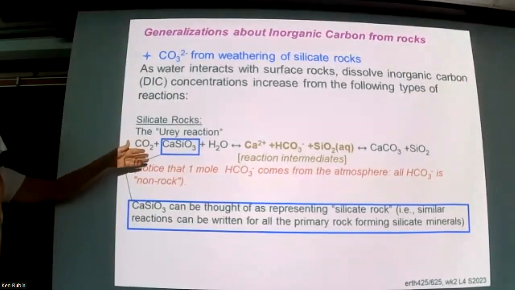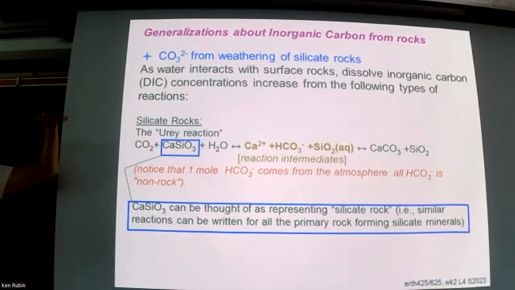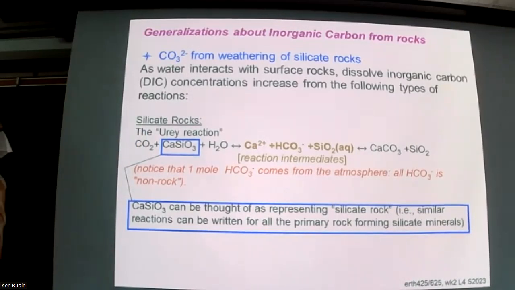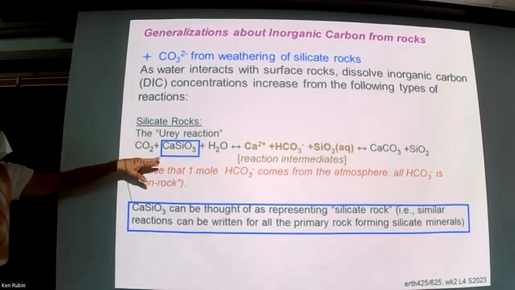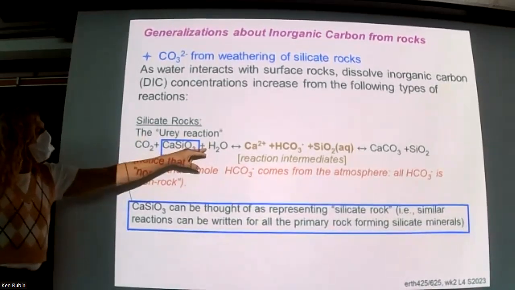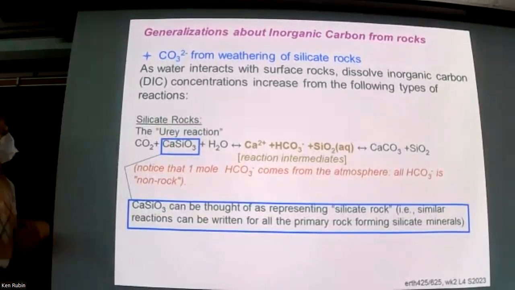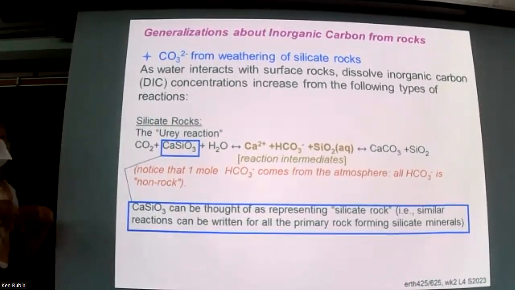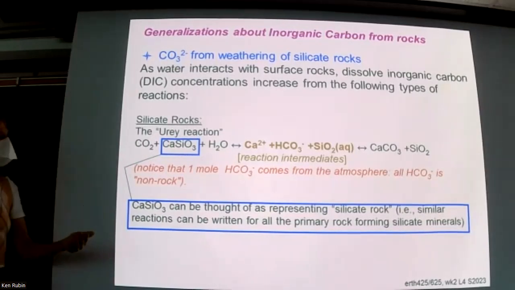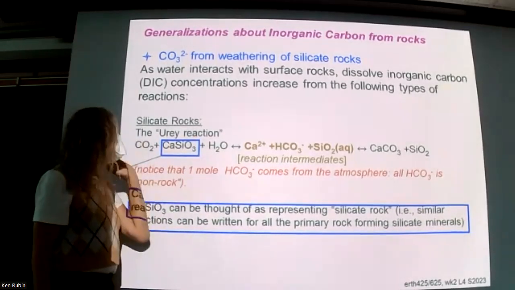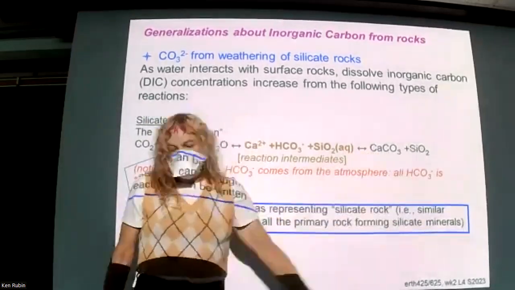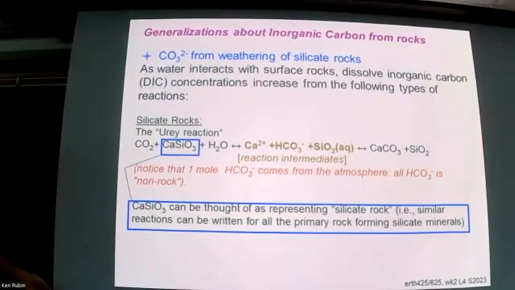And this was a famous reaction that was proposed by Harold Urey back, I don't know exactly, maybe the 40s or 50s, as one of the major long-term controls of CO2 in the atmosphere, which is that we take carbon dioxide from the atmosphere, we interact with silicate rock in water, and we get some ions, bicarbonate, dissolved silica. And if we let this process go to completion through the rock cycle, then we end up converting this stuff into calcium carbonate and silica, as in quartz or one of the amorphous forms of silica.